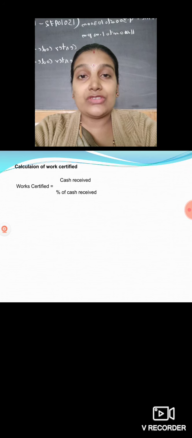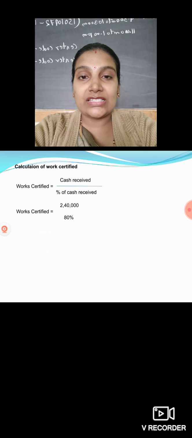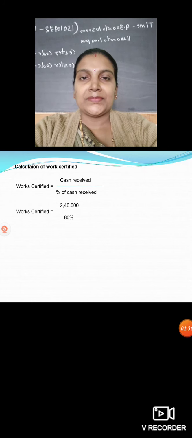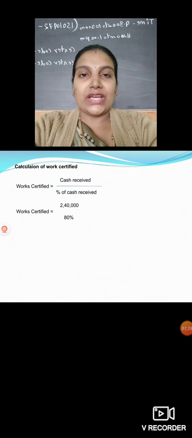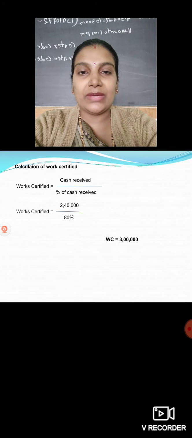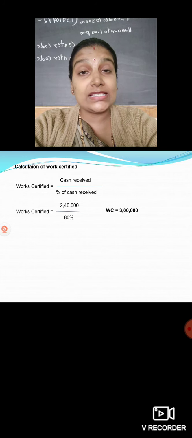First we have to calculate work certified here. Which formula do we have for work certified? Cash received divided by percentage of cash received. How much have they given as cash received? 2,40,000, and the percentage of cash received is 80%. So 2,40,000 divided by 80%, work certified we will get is 3 lakh.